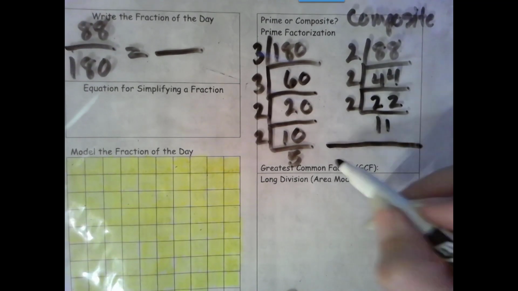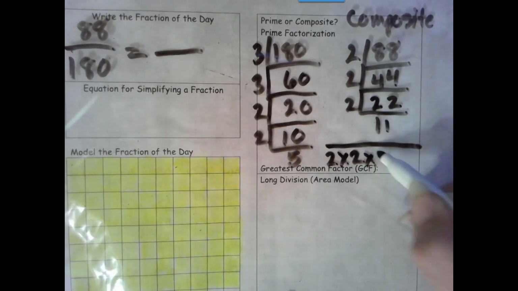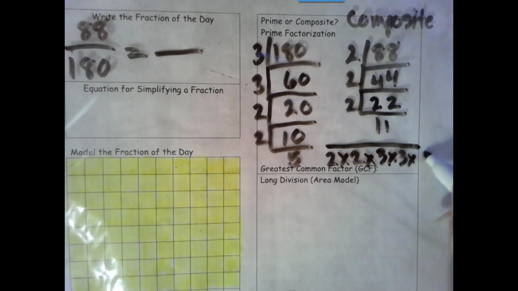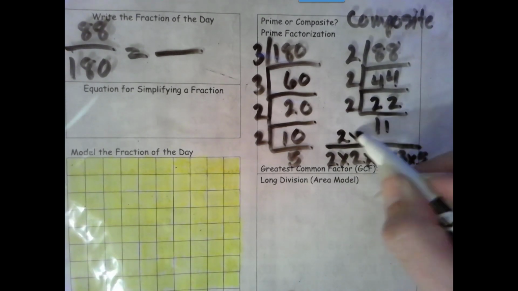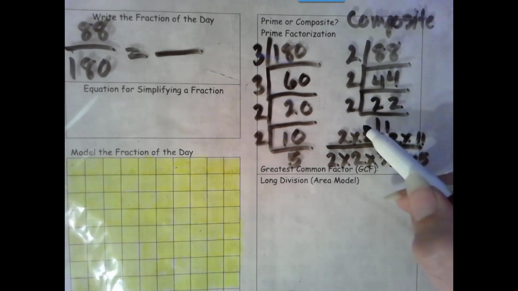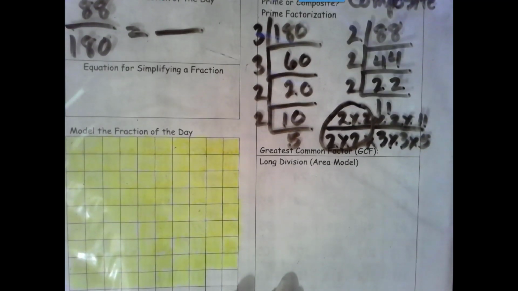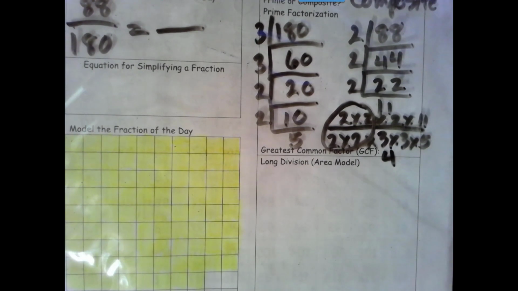Okay, let's go ahead and get down our prime factorization from least to greatest. 2 times 2 times 3 times 3 times 5. 2 times 2 times 2 times 11. So it looks like we have 2 times 2 in common in both. 2 times 2 is 4, so our greatest common factor is 4. That leaves 22 in the numerator and 45 in the denominator.